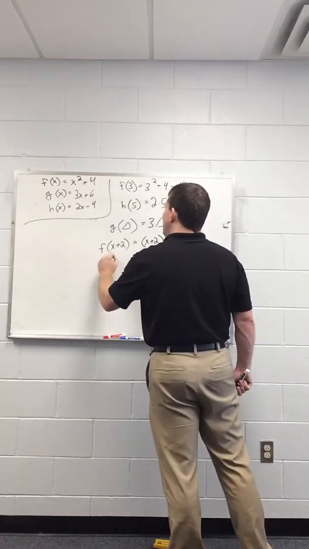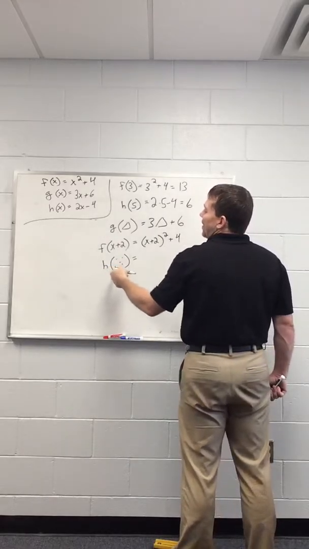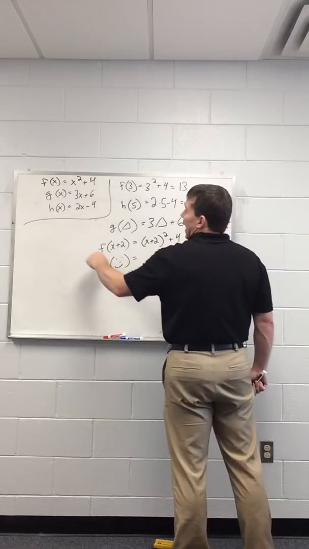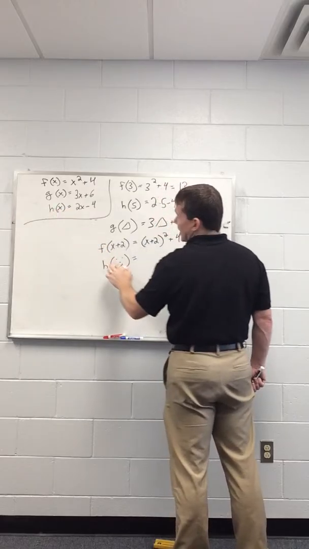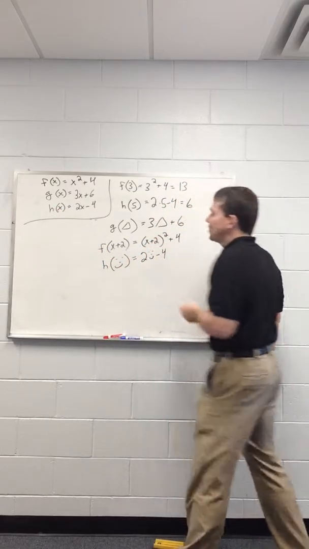If I wanted h of happy face, that's not something we'll do in this class, but if I wanted h of happy face, I would take h and I'll replace the x with a happy face. So I get 2 happy face minus 4.